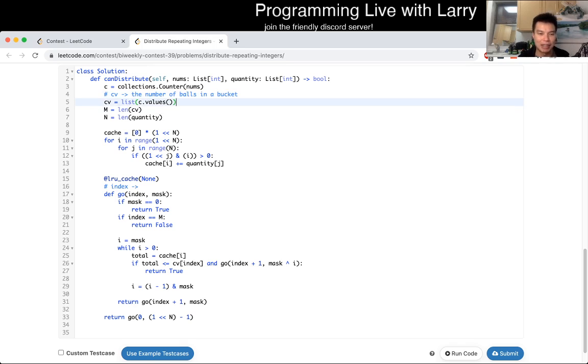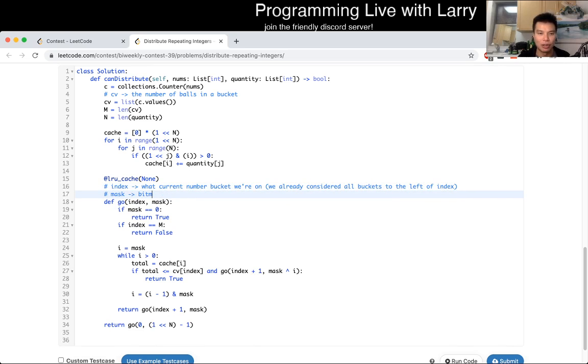And this is just the implementation of it, right? I'm going to explain the cache part later. So index is what current number bucket we're on. We already considered all buckets to the left of index. And mask is just a bit mask of all the quantities that we already filled, right?